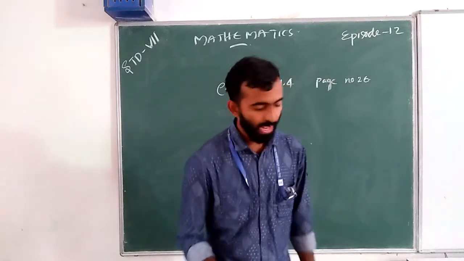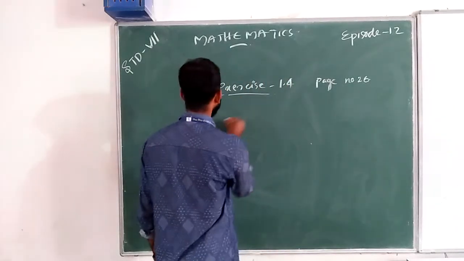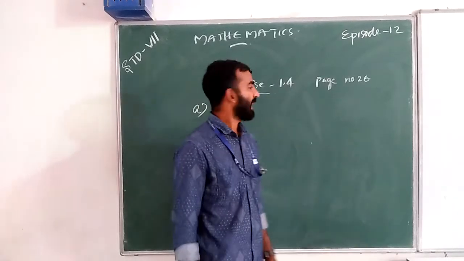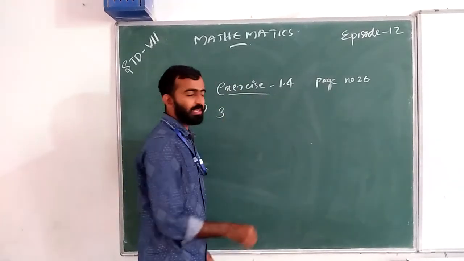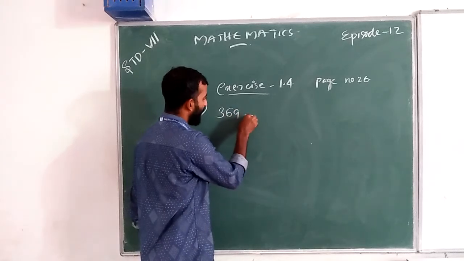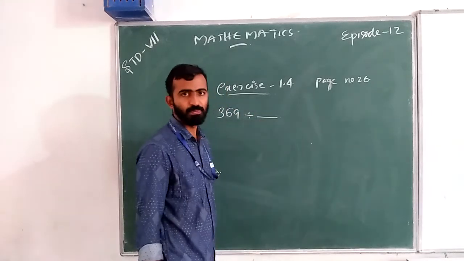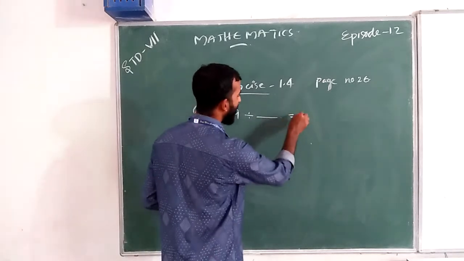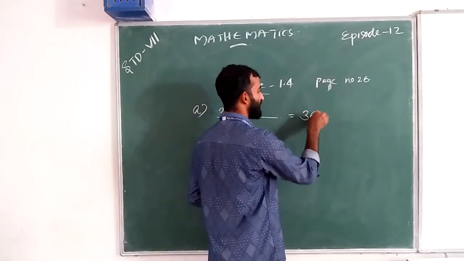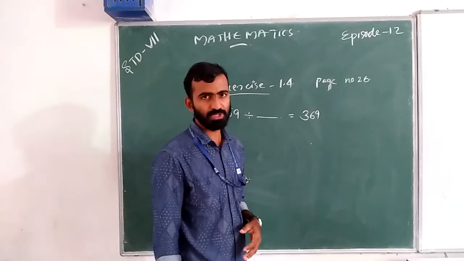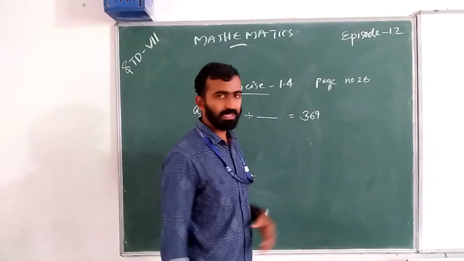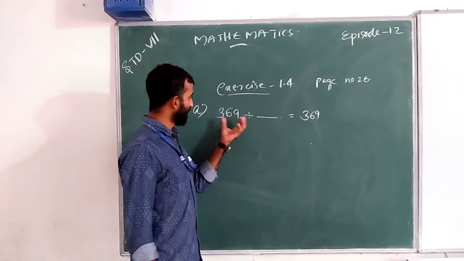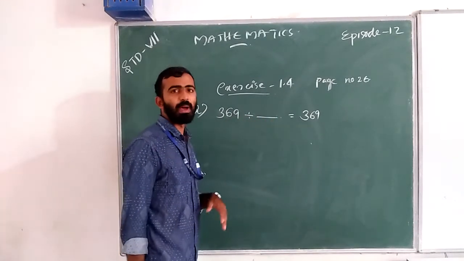First, what is part A? Part A is 369 divided by something, we didn't know, there is a blank. The first question is we want to fill in the blanks. Here is 369, and when we divide by something, we get the same answer.